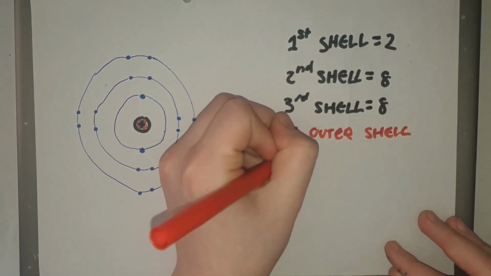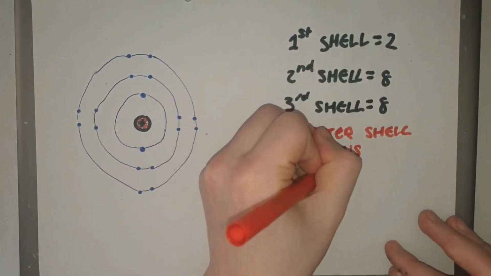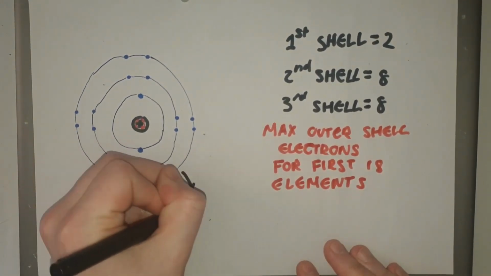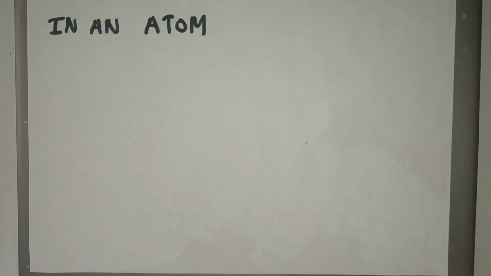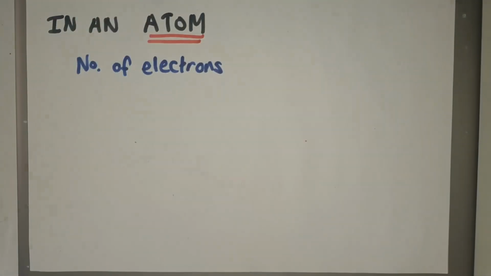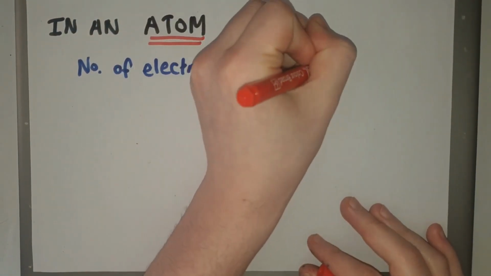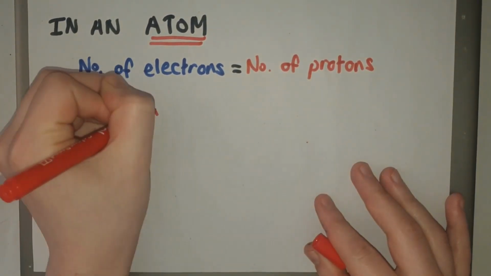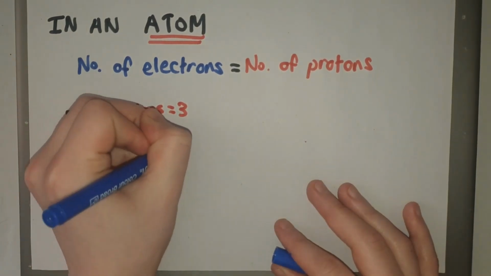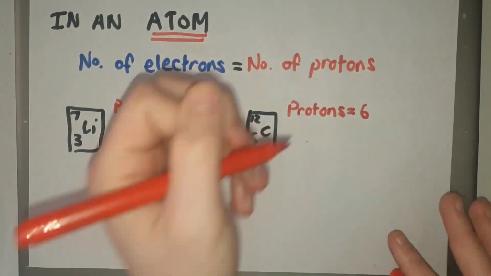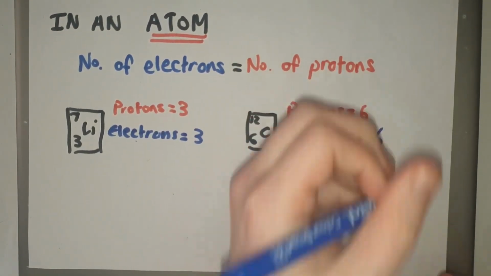Electrons try to stay as far apart in the shell as possible because they're all negatively charged, so they repel each other. But they will pair up when there are no spaces to fill in the shells. In an atom, the number of protons always equals the number of electrons. For example, lithium has an atomic number of 3, so its atom contains 3 protons and therefore it has 3 electrons. Carbon has an atomic number of 6, so its atom has 6 protons and therefore 6 electrons. This is why atoms have an overall 0 charge, because the positive charges cancel out the negative charges.